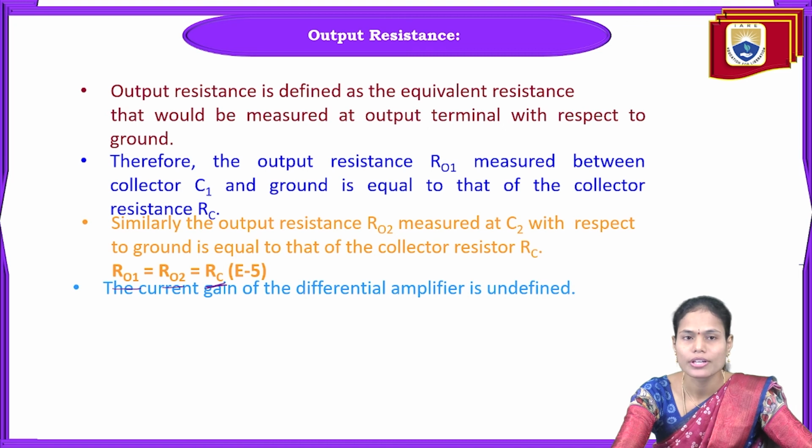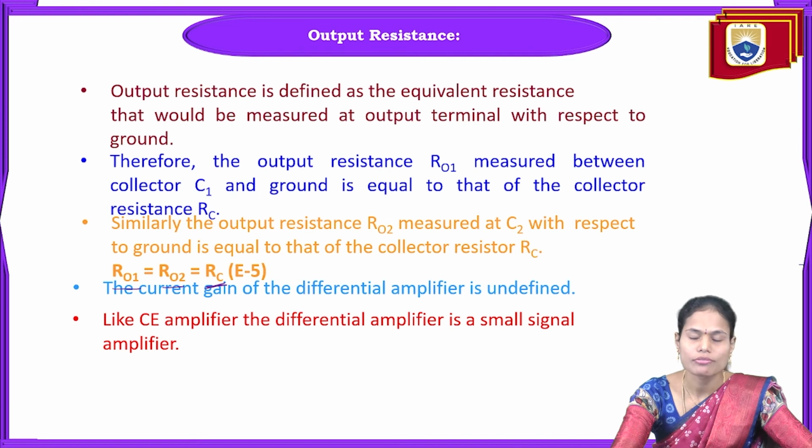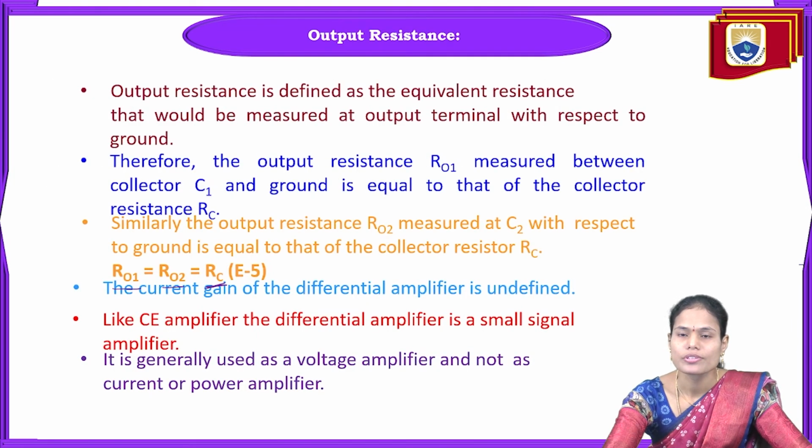The current gain of the differential amplifier is generally not defined here, and as in the case of the common emitter amplifier, the differential amplifier is also a small signal amplifier. That is, it can amplify the low frequency range of signals, not the high frequency range of signals. It is generally used for voltage amplification and not for current and power amplification, because of the limitation of low frequency signals. So this is about the dual input balanced output differential amplifier.